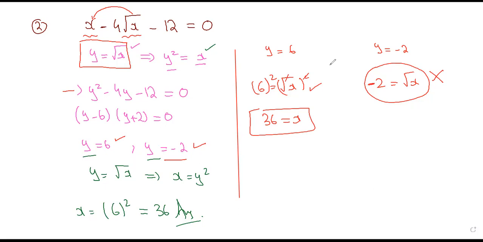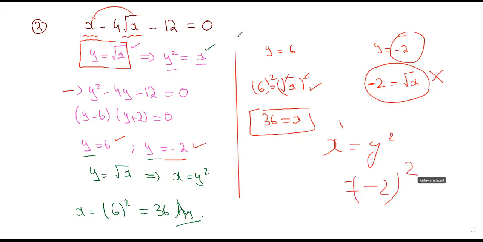Miss, I have a question. Miss, I took x is equal to y square. So when I add the same substitution at this place, x is equal to y square. So miss, I can also consider this value and make it positive like this, that is equal to 4.